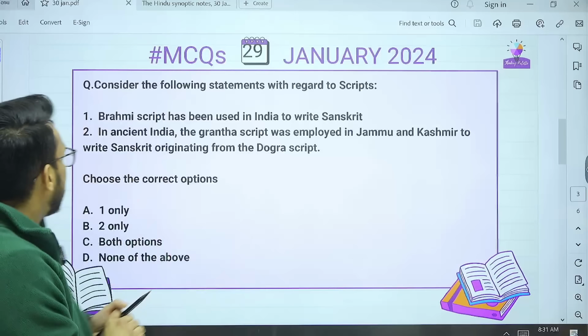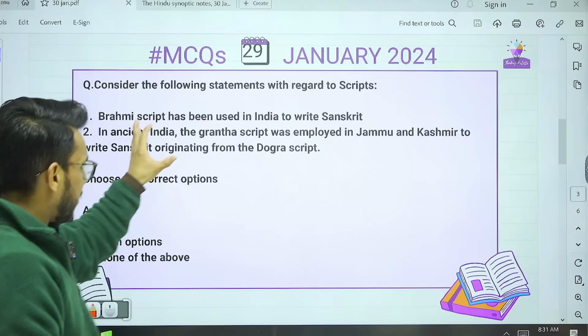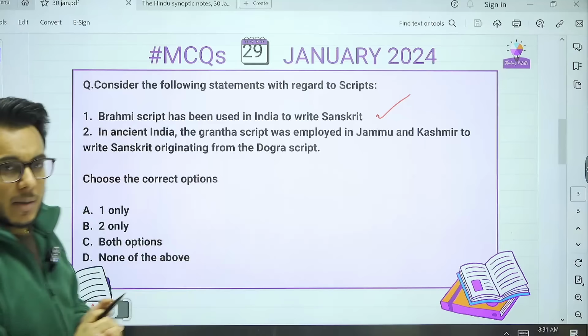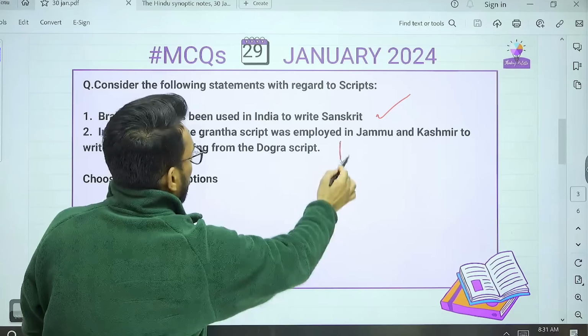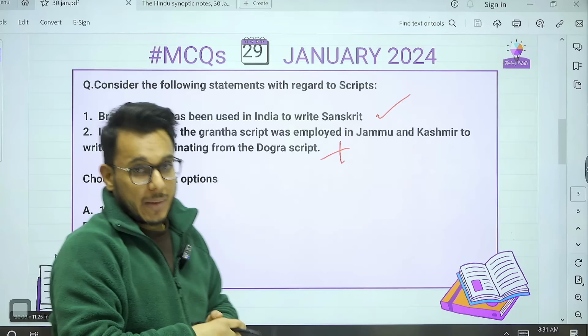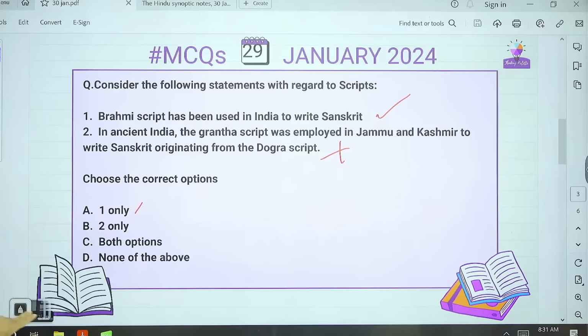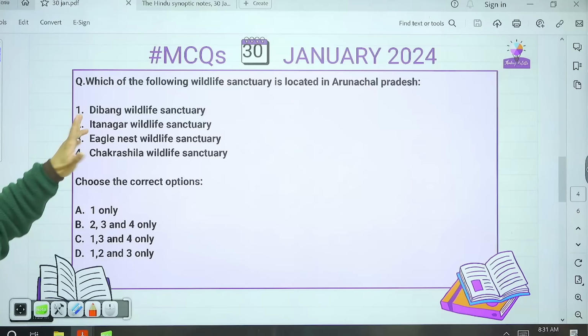Brahmi script has been used in India to write Sanskrit. It is correct. In the past, Brahmi script has been used. In ancient India, Grantha script was employed in Jammu and Kashmir to write Sanskrit, originating from the Dogra script. No, it is wrong. We have seen that this script was prevalent more in the Tamil Nadu region. So what is the right answer? The right answer is A, one only. So this is about the questions that we took yesterday.